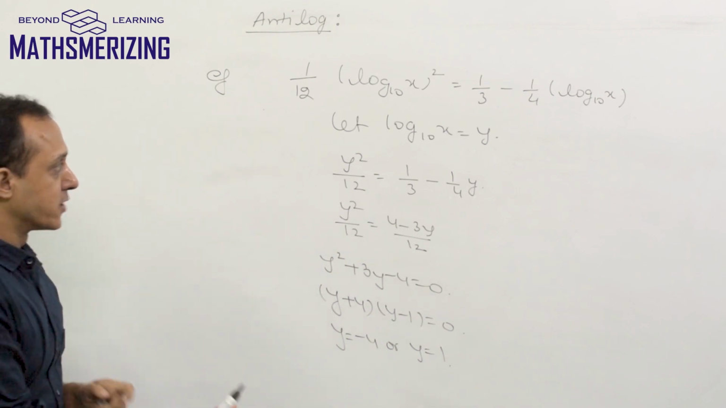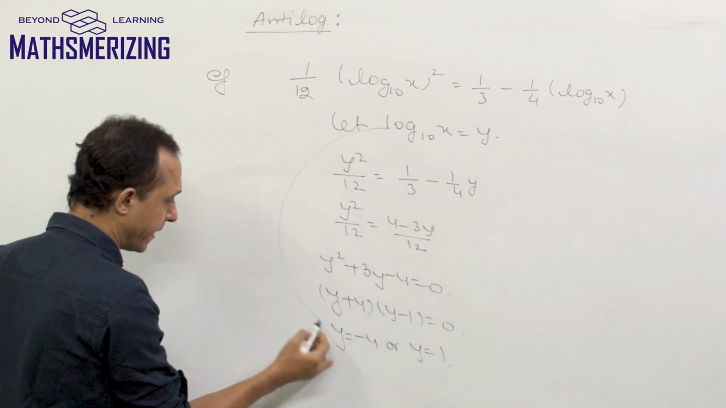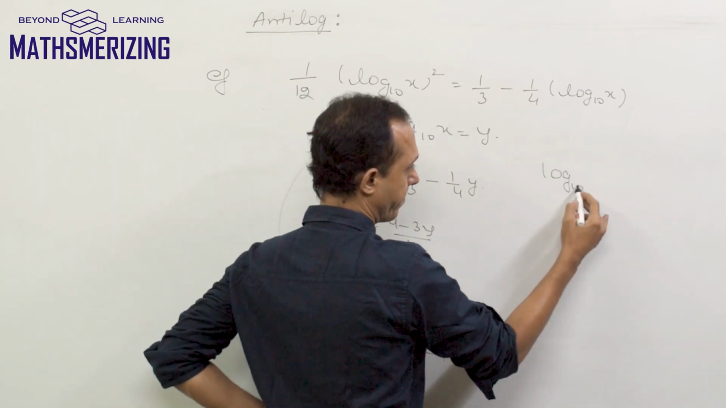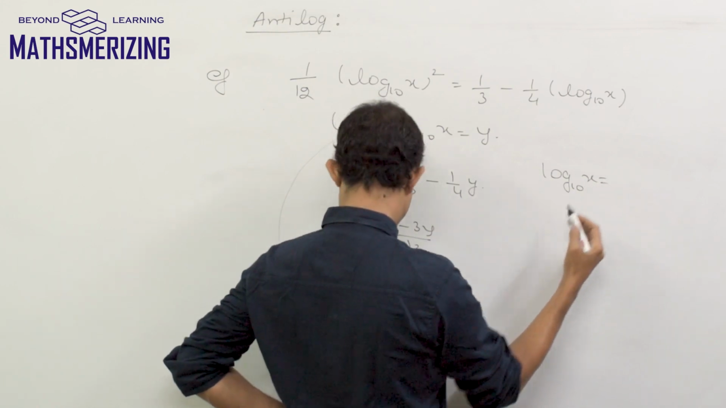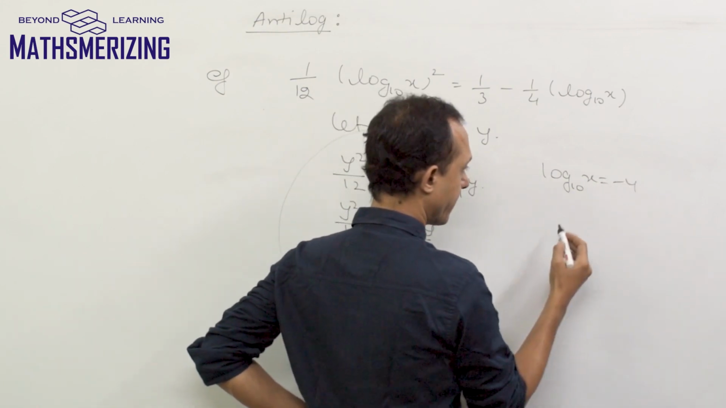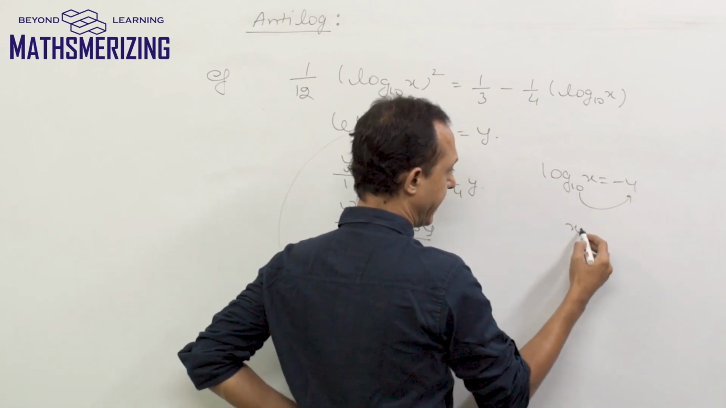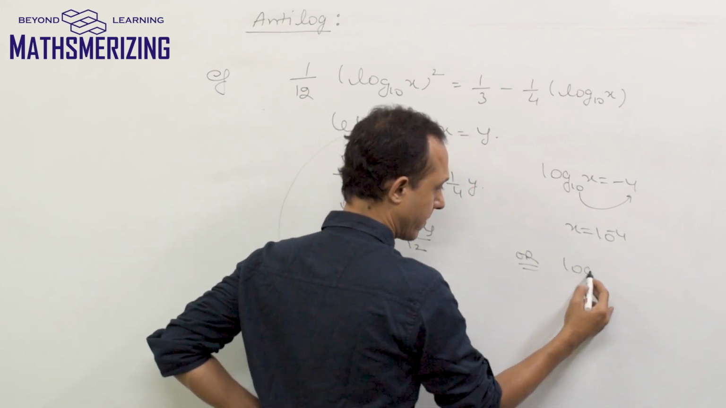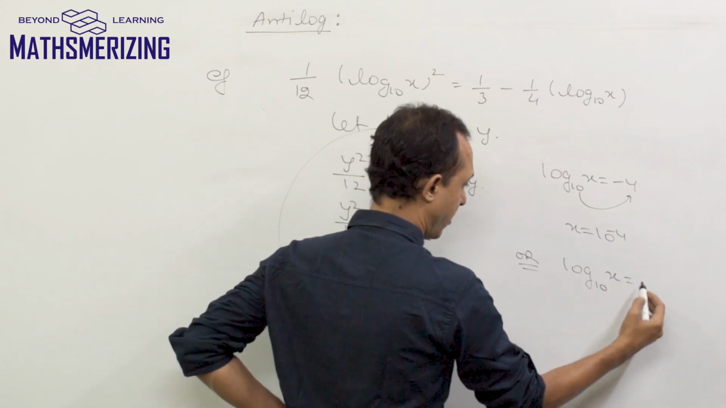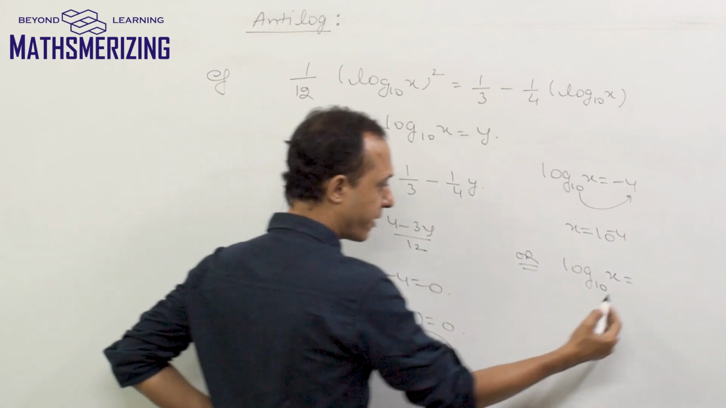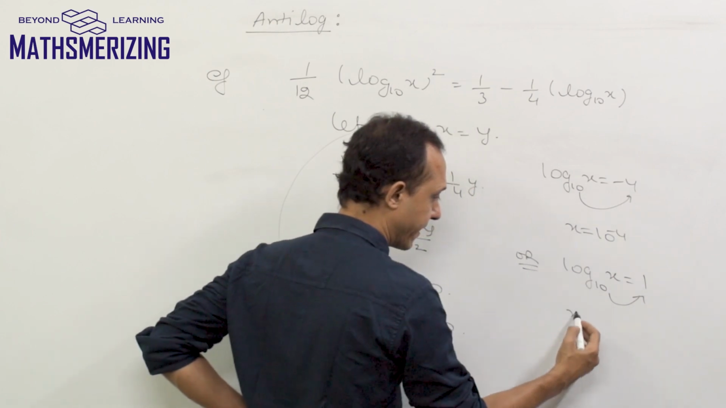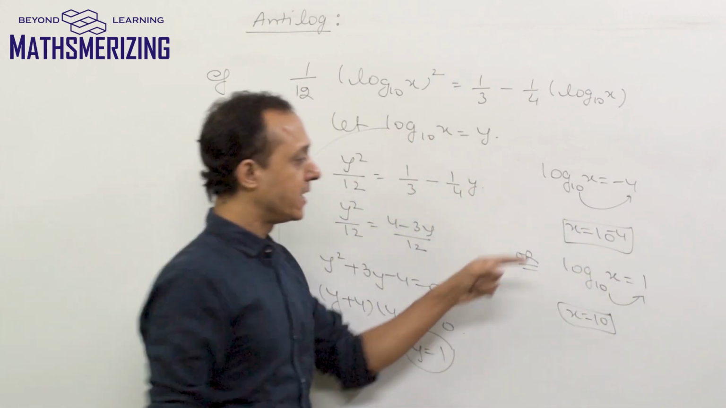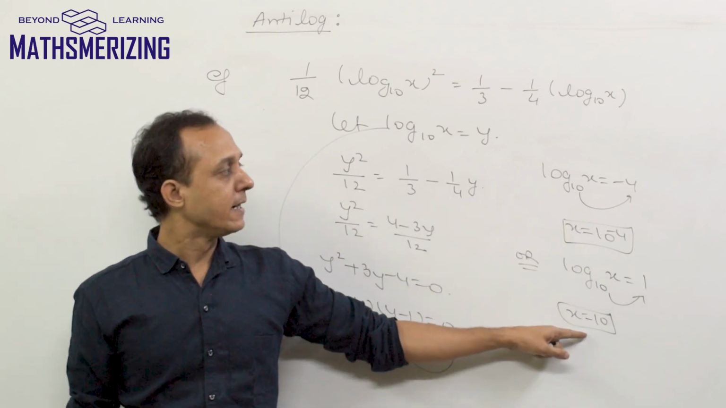Now I need to find the value of x. So I'll substitute the value of y. So y is log x base 10, and this is minus 4. So in this case it'll be x is equal to 10 to the power minus 4, or log x base 10 is equal to 1. And if I take antilog again, I can get this x as 10. So the value of x is either 10 to the power minus 4 or the value of x is 10.